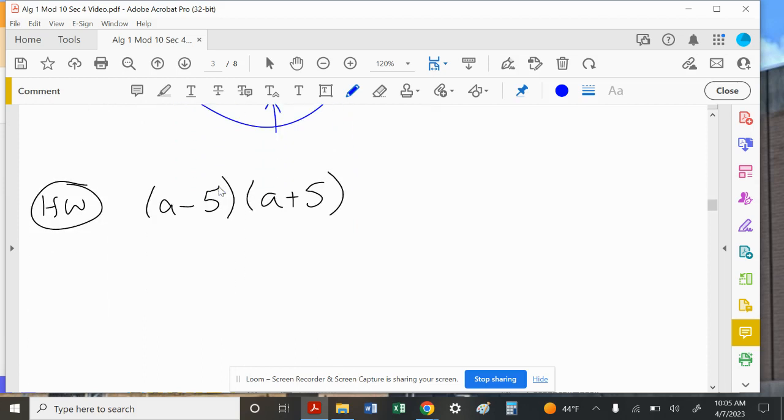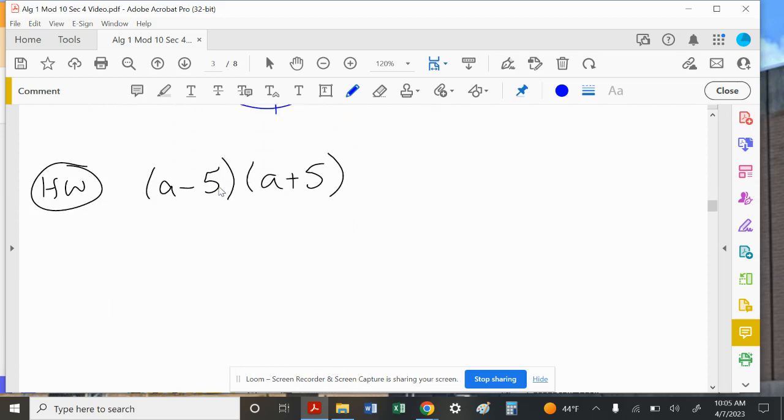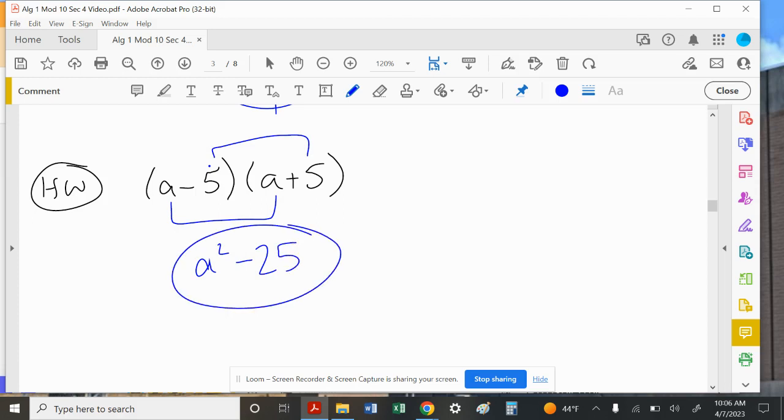Okay. A minus 5 times a plus 5. So I multiply the first terms and the last terms. So that's a squared minus 25. And again, once you recognize the rule, then it makes sense. Okay.